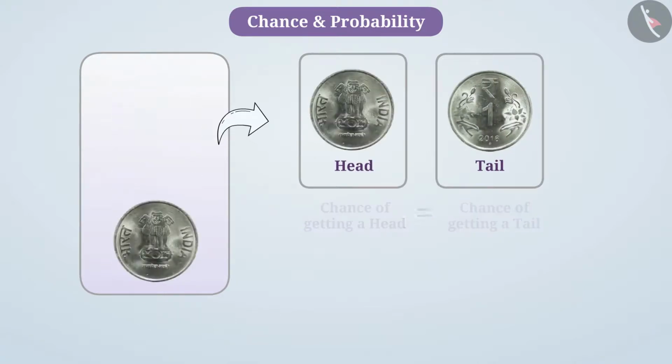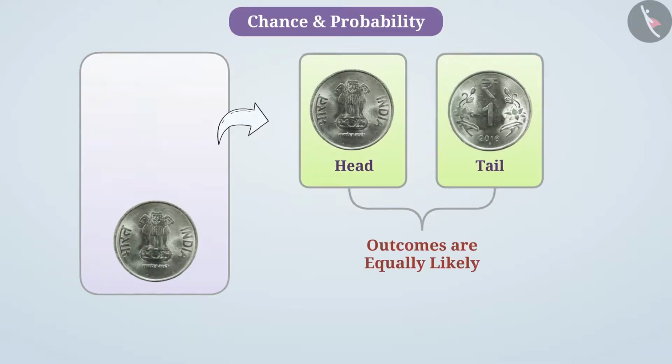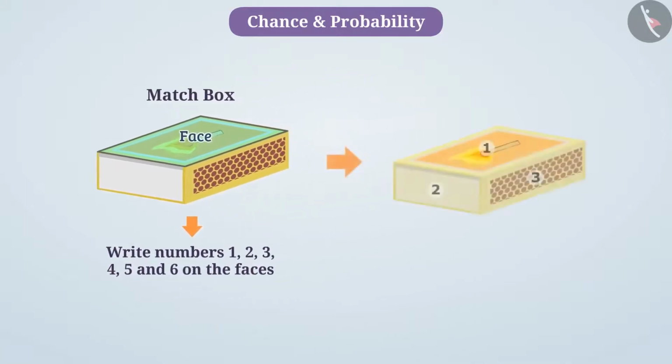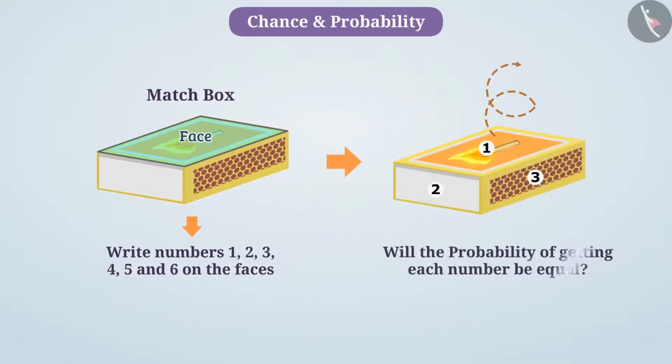We say that the outcomes are equally likely. Now imagine if we write numbers 1, 2, 3, 4, 5 and 6 on the faces of a matchbox and toss the matchbox. Will the probability of getting each number in this case be equal? Think.